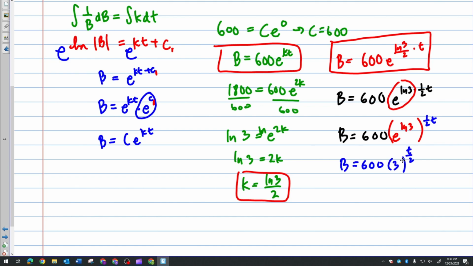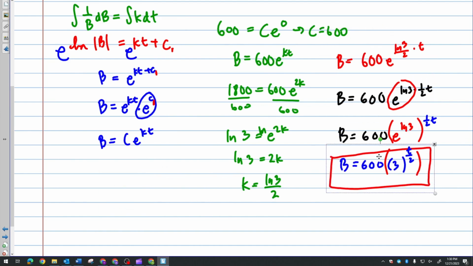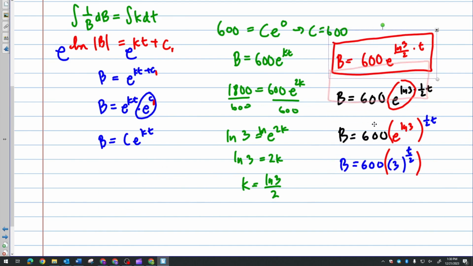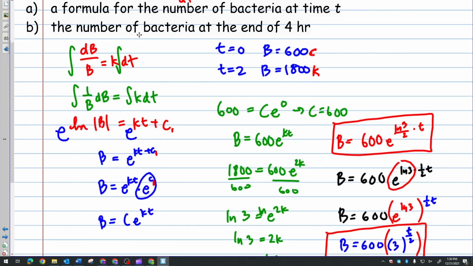Remember exponents before multiplication though. So anything I plug in for the t, I'm going to do this part first before I multiply by 600. And this makes things a little bit easier. So the answer is going to be either this right here or this right here. They're both great ways to express the answer to part A here, a formula for the number of bacteria at time t. But if I want to know the number of bacteria at the end of 4 hours, I think the easiest way is actually to use this bottom equation here.